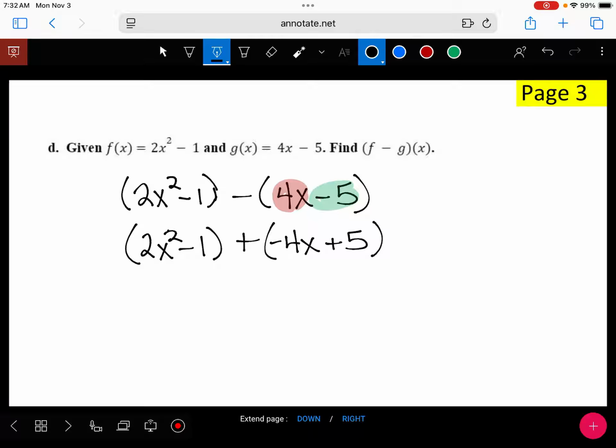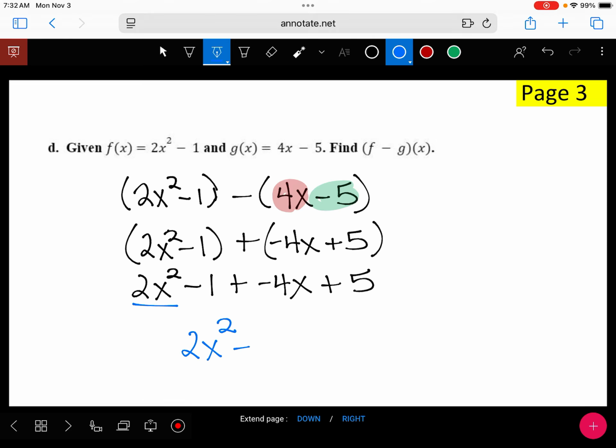Now I'm ready to drop my parentheses and combine my like terms. We don't have a lot of like terms. The 2x squared doesn't have a like term. The x doesn't have a like term. The only like terms are my numbers. That's the only thing we can add. So let's write our final answer. So we have 2x squared minus 4x. And now let's add these together.